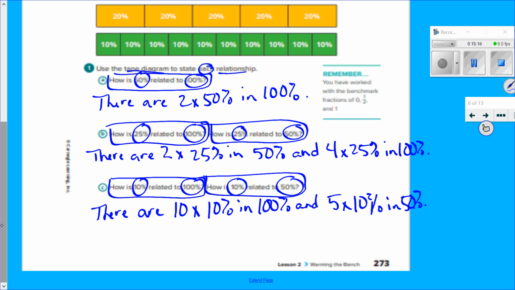Any questions on any of these relationships? Okay? So just as a side note, these are the same kind of our benchmark fractions of 0, half, and 1. Half would be the same as 50%. 1 would be the same as 100%. Let's go to our next page.